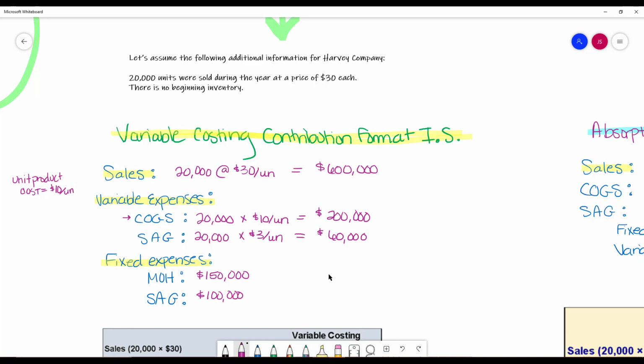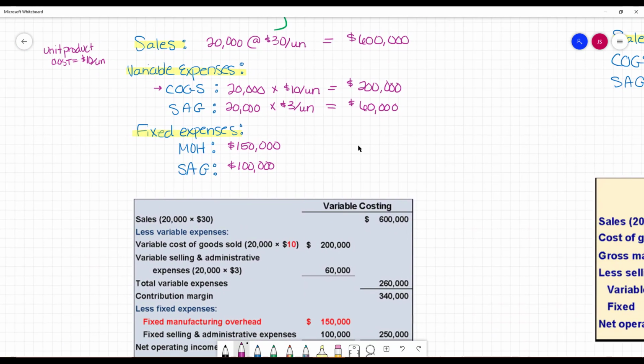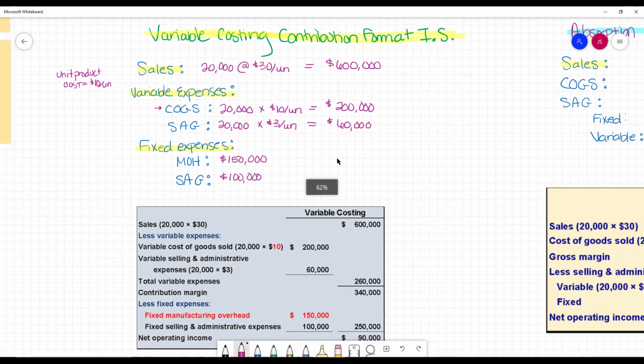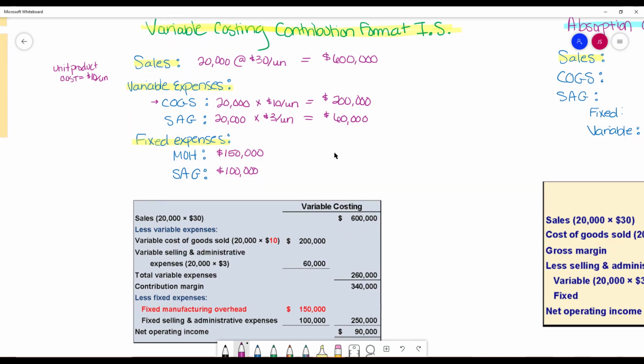So we're going to take all of this information and we're going to set up an income statement like below. Let's zoom out just a little bit here. So our sales of 600,000 we have here, less your variable expenses. We first list the variable cost of goods sold, which we know is 200,000. Minus the variable selling and administrative expenses we know is 60,000. So sales minus all things variable, that gives us a contribution margin of $340,000. Minus all of your fixed expenses. The fixed overhead is 150 and the fixed SG&A is 100,000. So after we subtract out all of our fixed expenses, we're left with a net operating income under variable costing of $90,000.